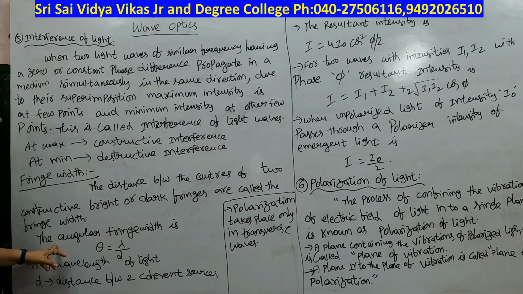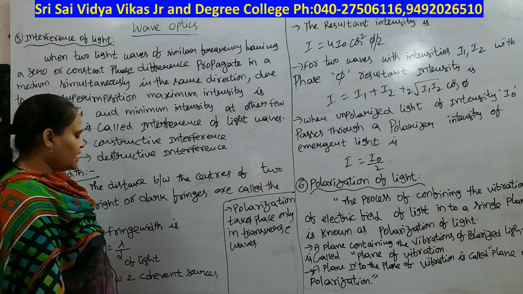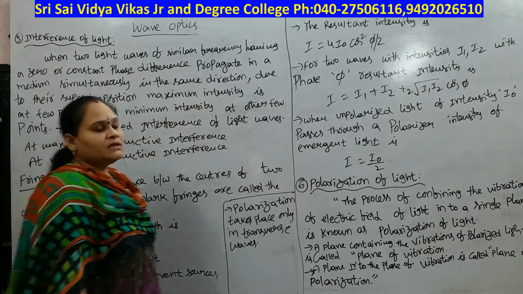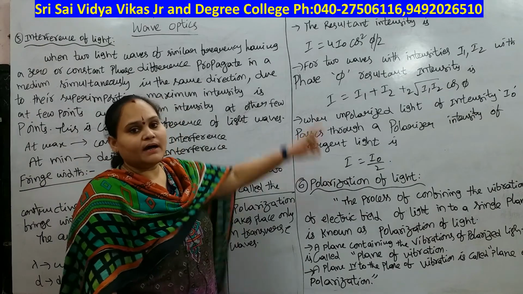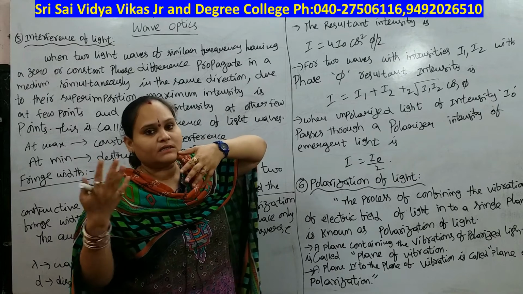So, the angular fringe width is denoted by theta, which is equal to lambda by d. Here lambda is the wavelength of the light and d is the distance between the two coherent sources. Next, the resultant intensity. The superimposition of two light waves gives a certain intensity.